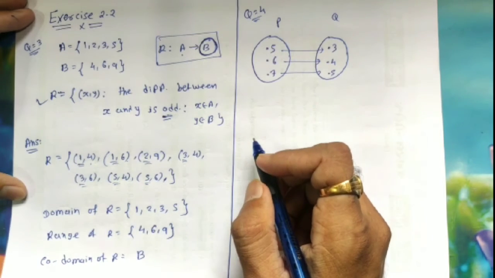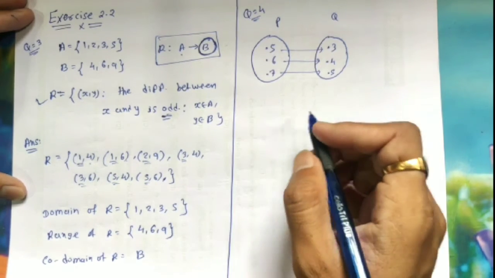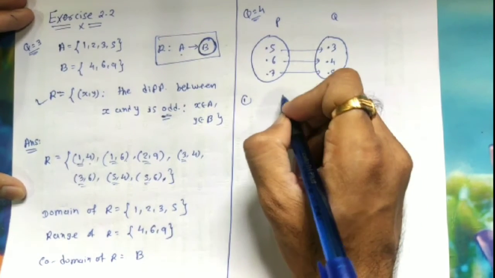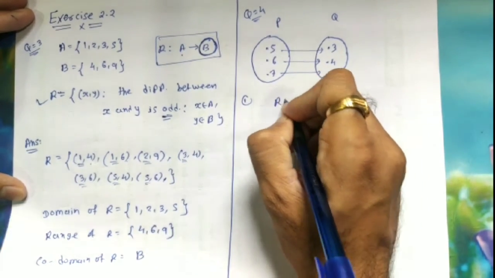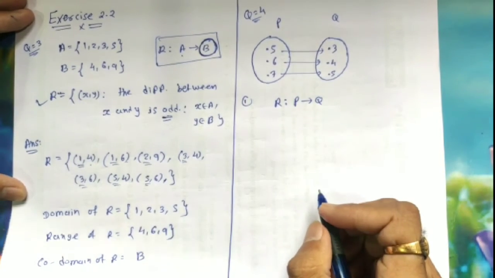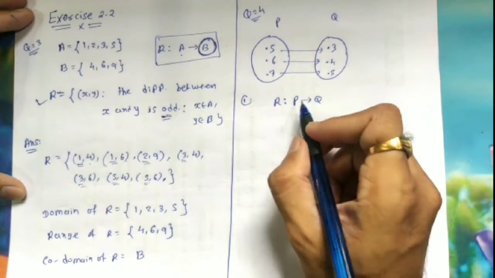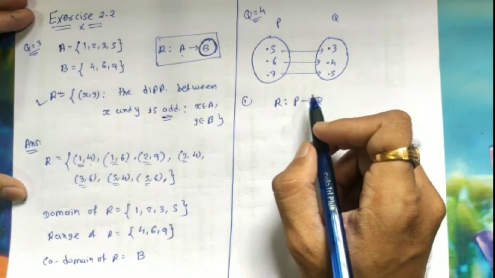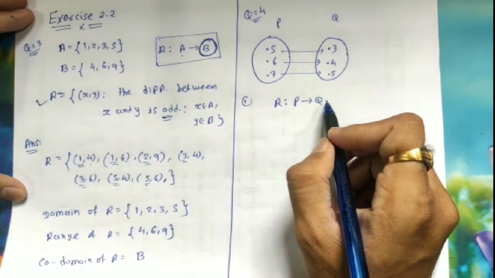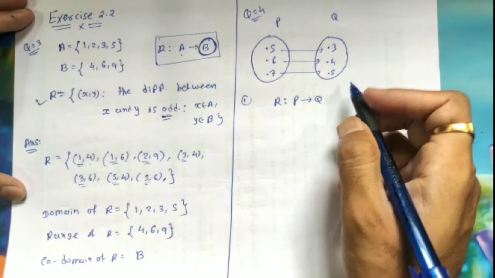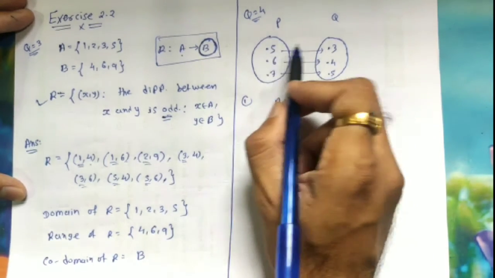Write this relation in set builder form. You have to write the relation in set builder form. So from this diagram we can say that this is relation R from set P to set Q. And for set builder form we require two things, which and whom. किसके बीच में रिलेशन है और क्या रिलेशन है. तो किसके बीच में रिलेशन है? सेट P and set Q. Now you have to describe the relation. क्या रिलेशन है? So here we can say that 5 and 3.